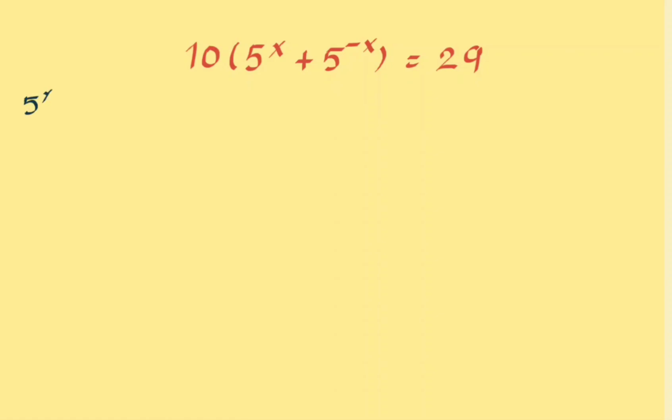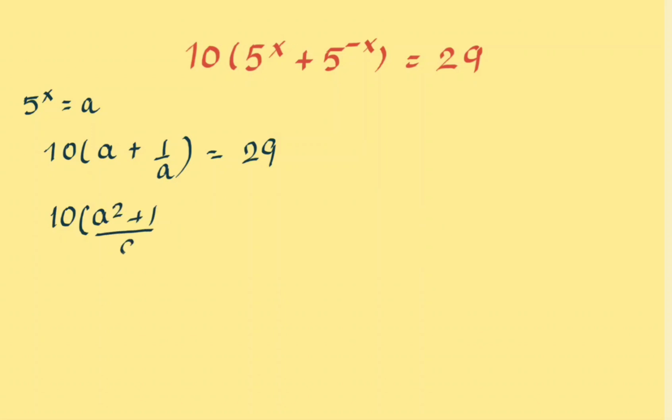Let's take 5 to the power x as a. This equation becomes 10a plus 1 by a is equal to 29. So 10a square plus 1 divided by a is 29. Bring the denominator to the right hand side and this becomes 10a square plus 1 is equal to 29a.